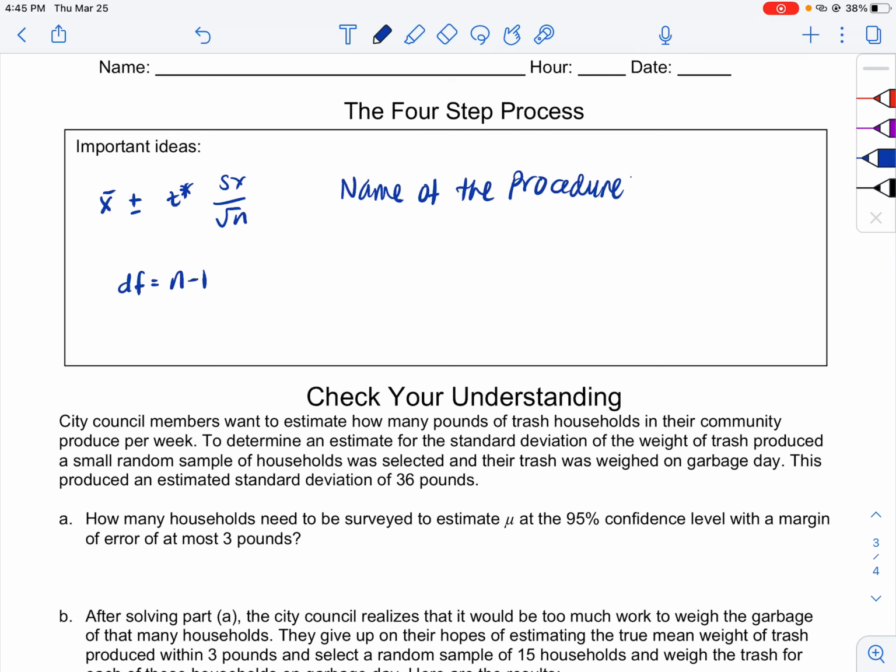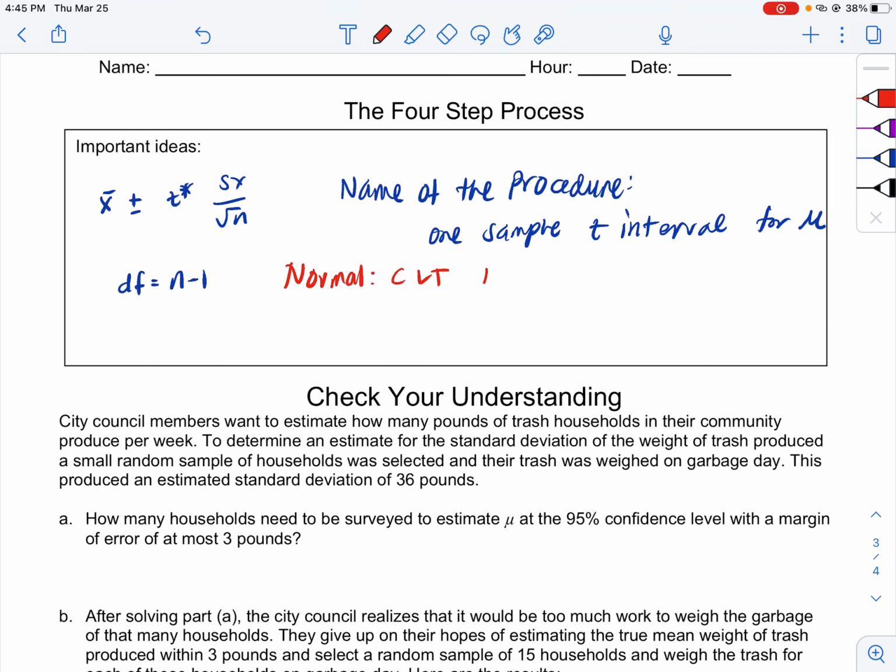Name of the procedure is 1 sample T interval for means, right? And then we're gonna check the conditions, same thing, random first and then 10% condition, and then make sure that you checked for normality. But now I'm gonna add something that is kind of different, right? So for normal, we always use CLT, right?